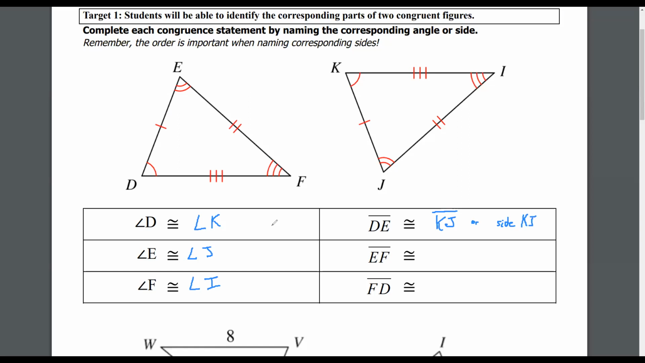We're going to have EF. So EF, two marks, that's JI or IJ, right? Well, J to E, right? We just established that. So I can go JI, right?